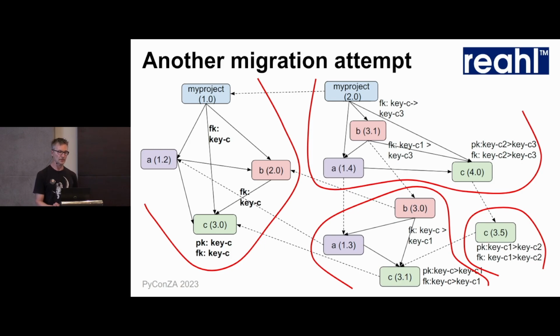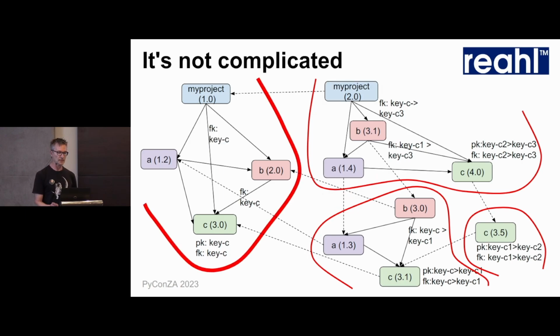Let's try another one. We can try to start from the top and say, okay, let's start from my project. Let's drop key C according to this guy, or this guy's foreign key. But then with the very next one, we've got a problem, because key C1 doesn't exist yet. And this is what B 3.1 actually thinks should be there, based on what its previous versions are supposed to have. So there are, of course, many different configurations of these graphs and so on. But the good news is that there is actually a traversal that works.